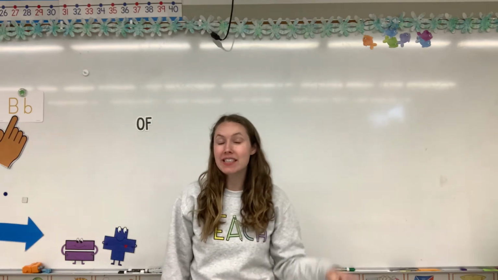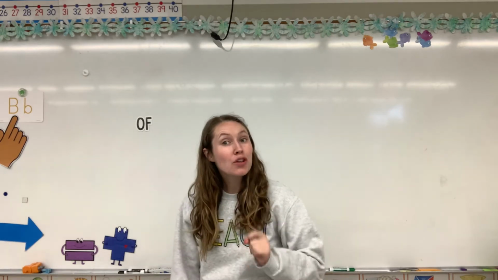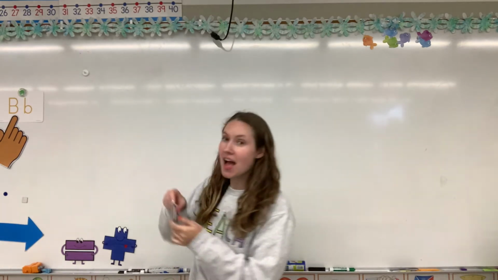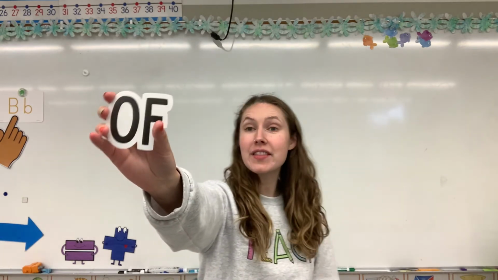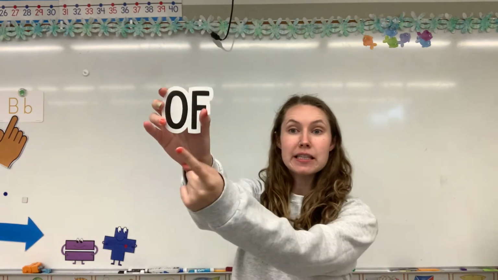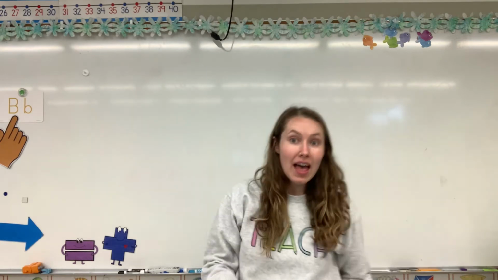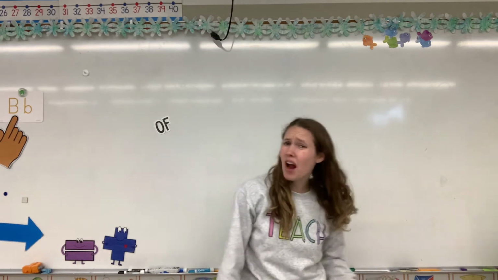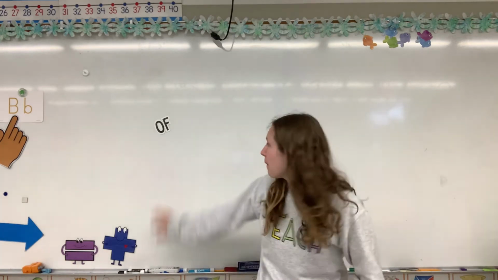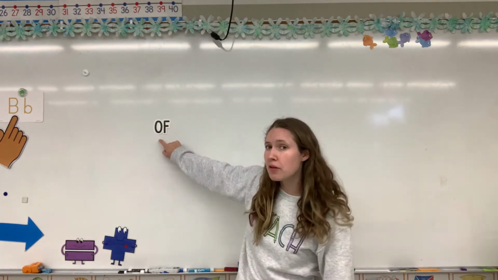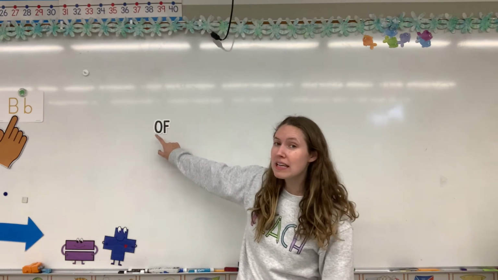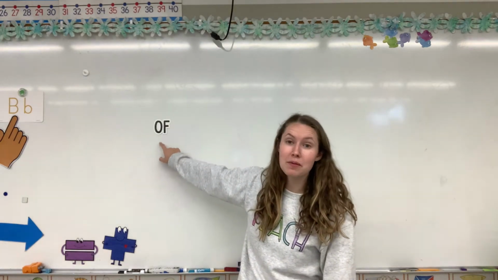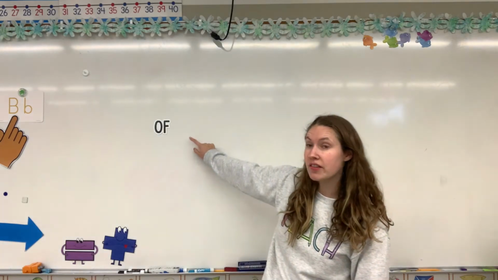Today's first objective is I can use the memory word of. This is our memory word of. It's spelled O-F. And of is going to be one of our new memory words that, remember, it's not one that we're sounding out because that's not the usual sound that we hear from our letter O. Usually it says ah, but here we're reading it as of.